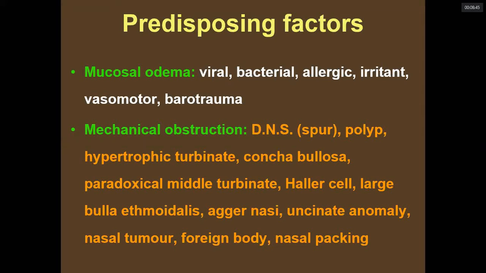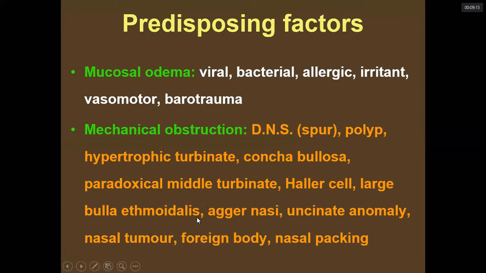Similarly, paradoxical middle turbinate. When the shape of the middle turbinate is altered, it will alter the flow of air and the ventilation. Similarly, this Haller cell is a type of ethmoidal air cell in relation to the orbit, so its presence will cause obstruction. Similarly, a large bulla ethmoidalis, when it is large, may cause obstruction.